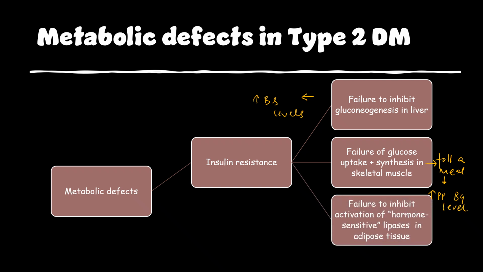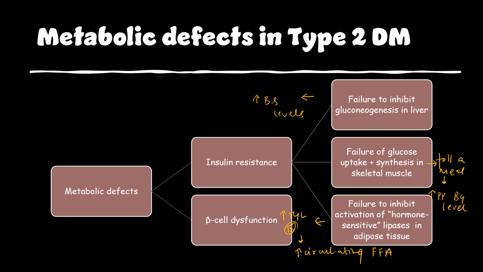The third is failure to inhibit the activation of hormone sensitive lipases in the adipose tissue. Now, what will that lead to? That would lead to increased triglyceride breakdown. So, that would lead to increased circulating free fatty acid. The second most important factor is beta cell dysfunction.